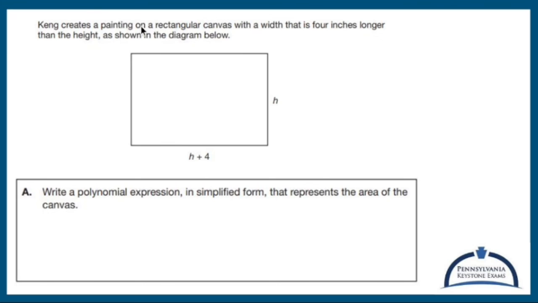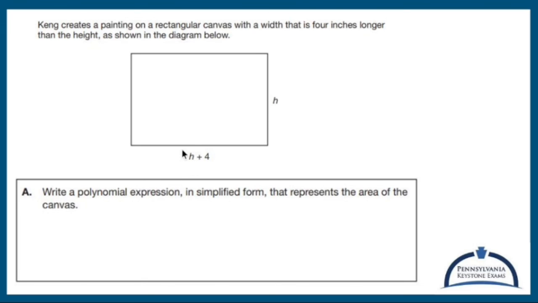Kang creates a painting on a rectangular canvas with a width that is 4 inches longer than the height, as shown in the diagram below. Kang Kong ain't got nothing on me. It's a movie, look it up. Write a polynomial expression in simplified form that represents the area of the canvas.